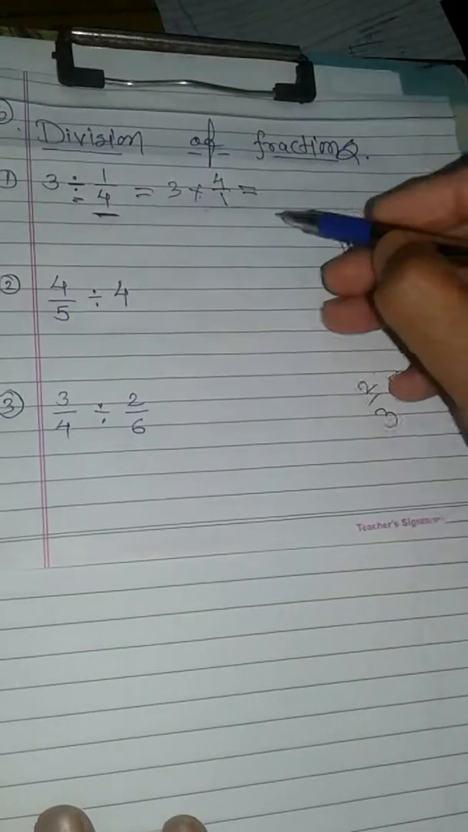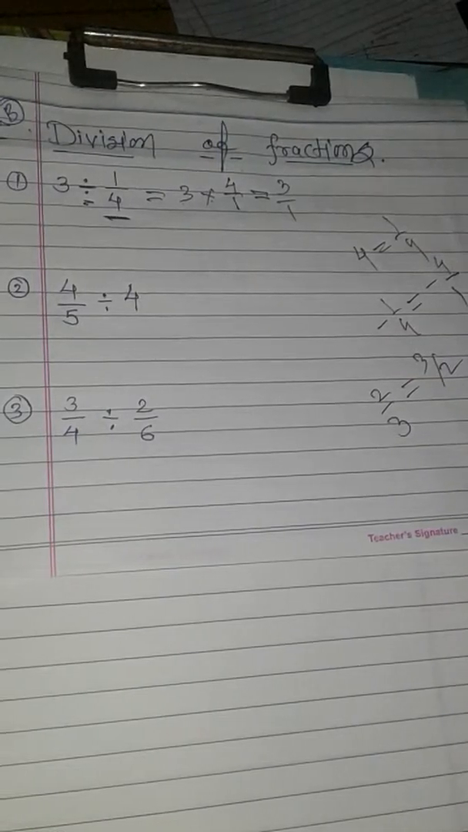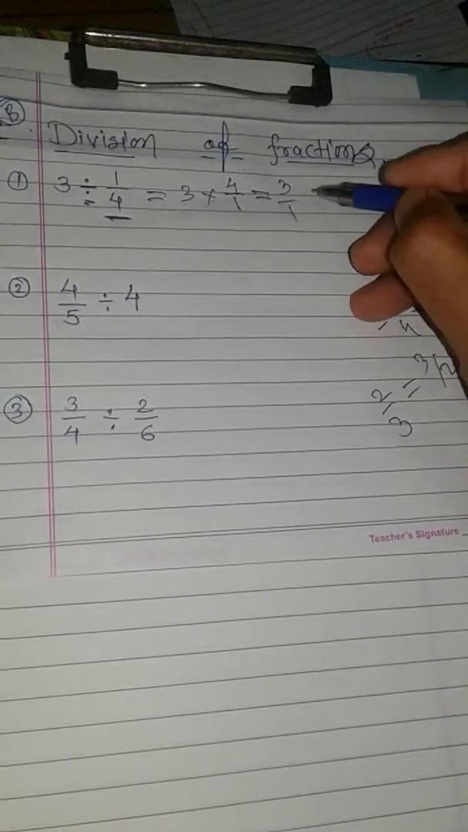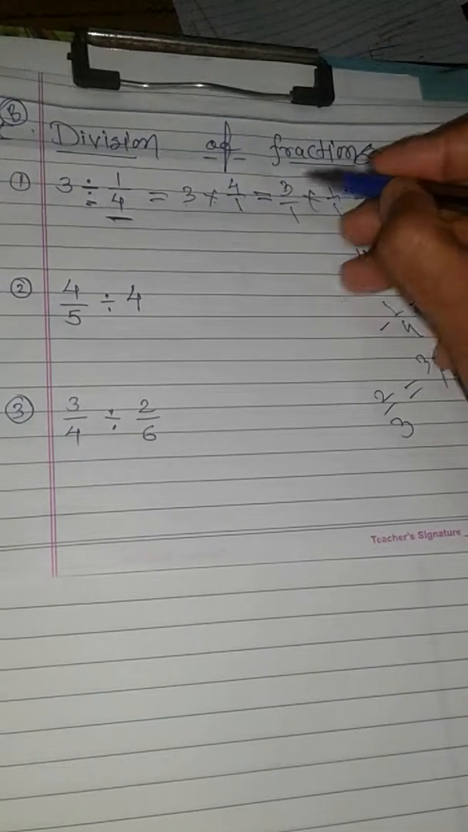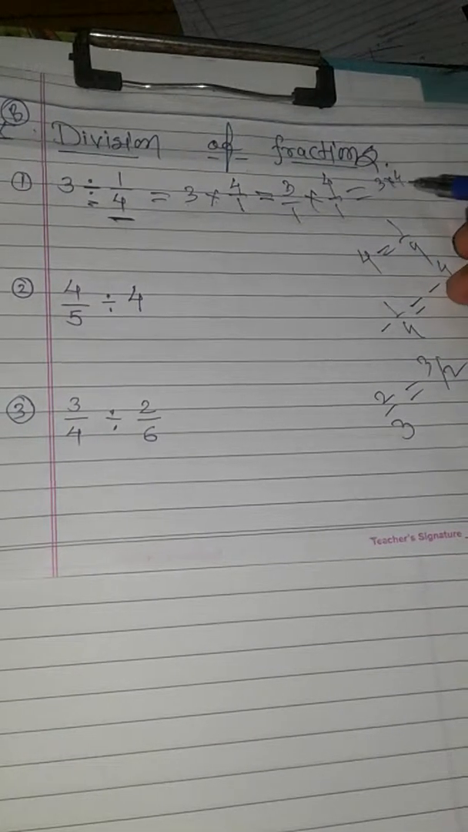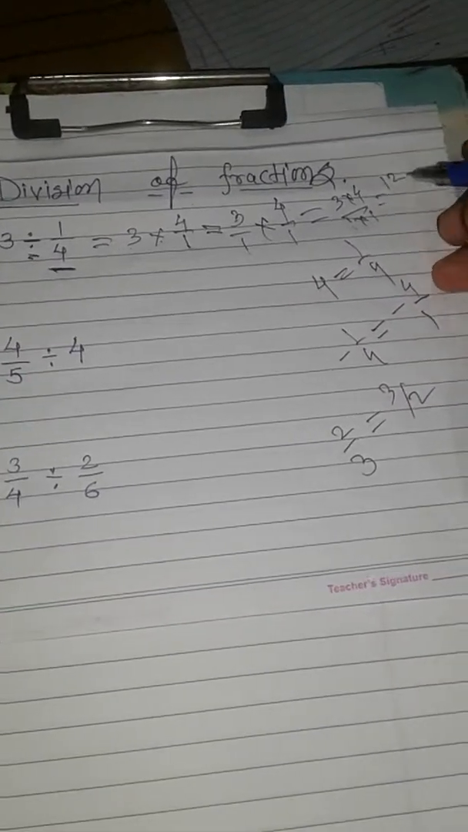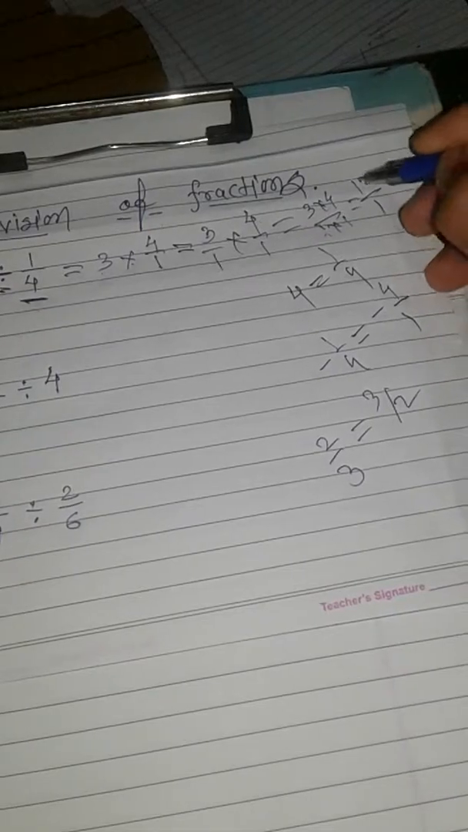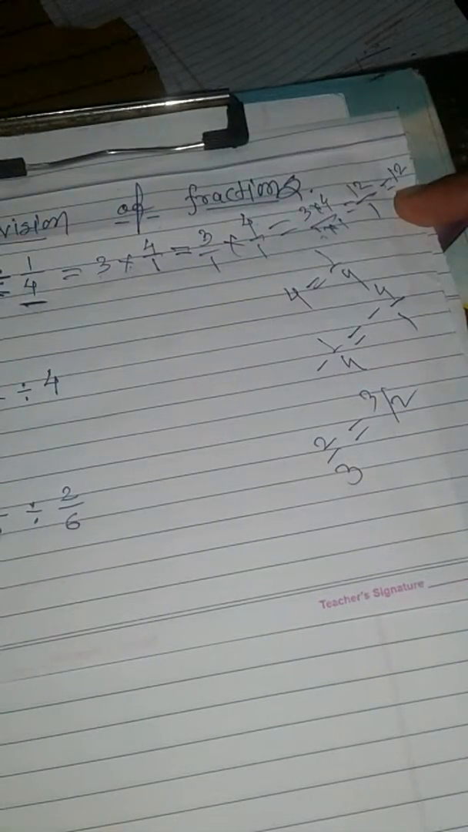Now here 3 multiplied by 4 by 1. 3 means 3 by 1. We already learned that if there is an integer, it has denominator 1. So in such a way we can write here 4 by 1. Numerator to numerator, 3 multiplied by 4, and 1 multiplied by 1. 3 multiplied by 4 is 12, and 1 multiplied by 1 is 1. 12 divided by 1 means 12 is the answer. In such a way you have to solve here. Now let us go to the second example.